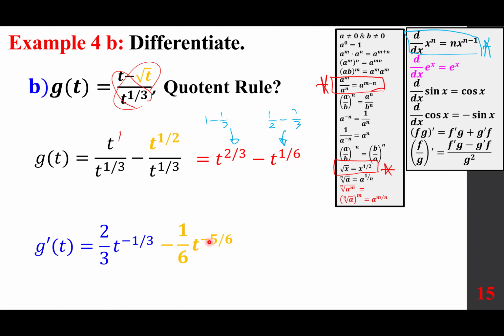Each of these, using negative exponential rule, they go down and both of them become positive. So we have 2 over 3 t to the power of 1/3, this piece, minus 1 over 6 t to the power of positive 5/6. So as you can see, this is the only calculus step. The other steps are all algebraic steps.